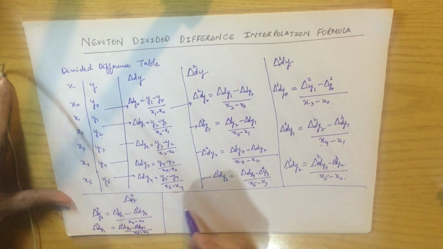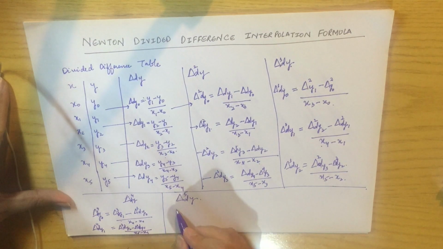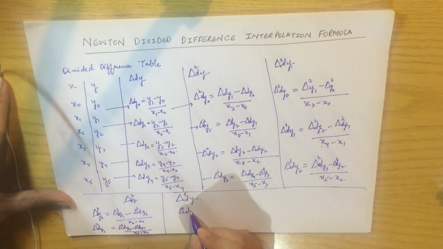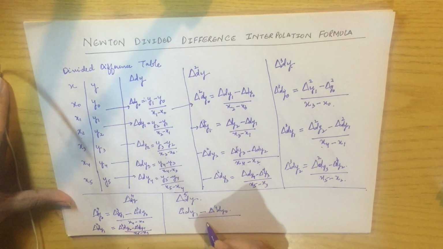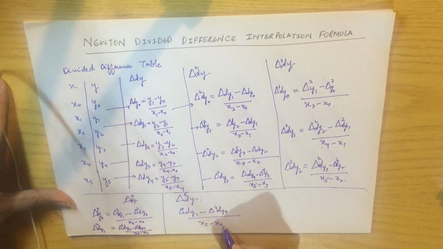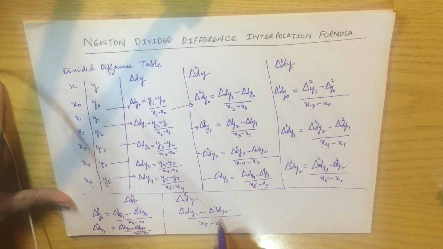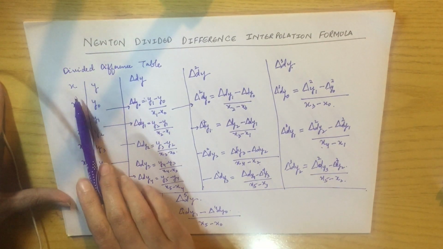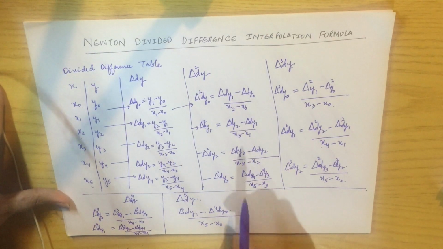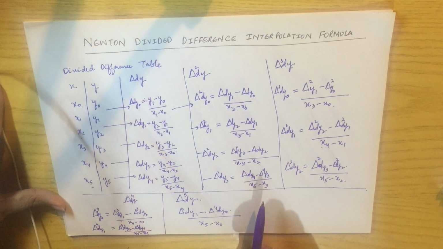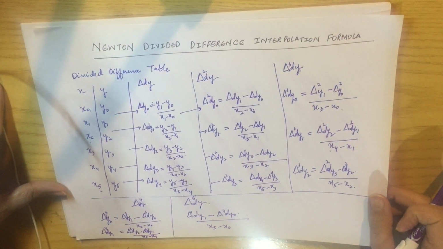Now we are left with only two terms, so this will be the final divided difference, the fifth divided difference, delta 5 d y, equivalent to delta 4 d y1 minus delta 4 d y0, whole divided by x5 minus x0. That means at the last term we are covering the whole points from x0 to x5. So the table will move on if we have more values of x and y. This table is known as Newton's divided difference table, and it is actually used for unequal intervals.